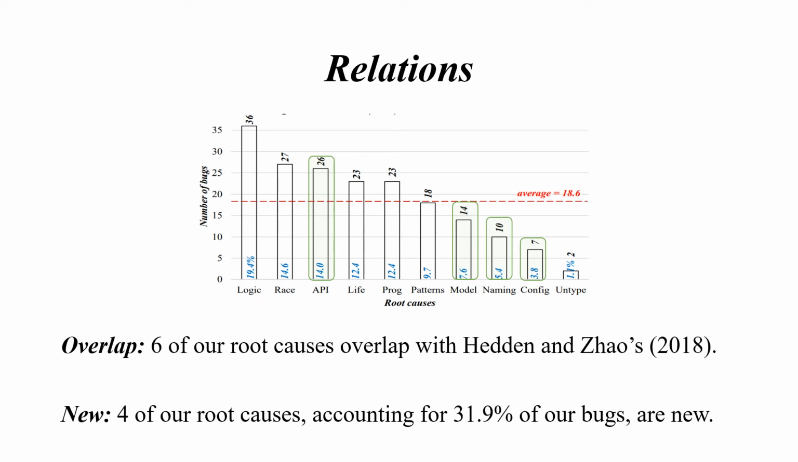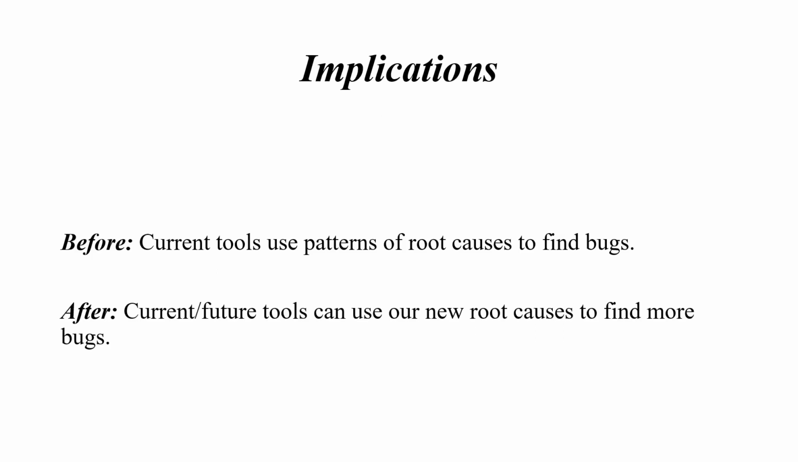These 4 new root causes account for about 1/3 of our bugs. An example implication for our root causes is that current actor bug testing tools use patterns of root causes to find bugs that match these patterns. Our root causes overlap with the root causes that these tools use. However, we also find root causes that are new and cannot be found in the previous work. Current and future tools can use our new root causes to extend the set of patterns that they consider and find more bugs.